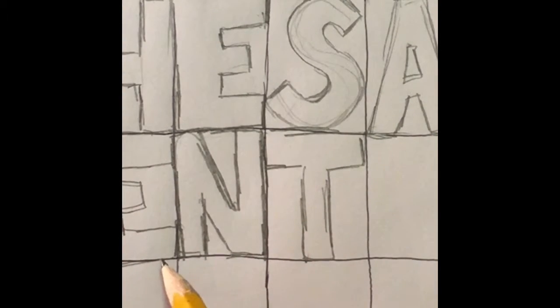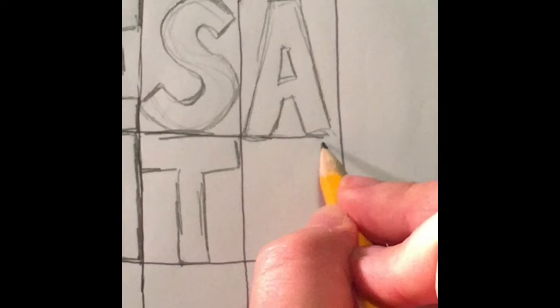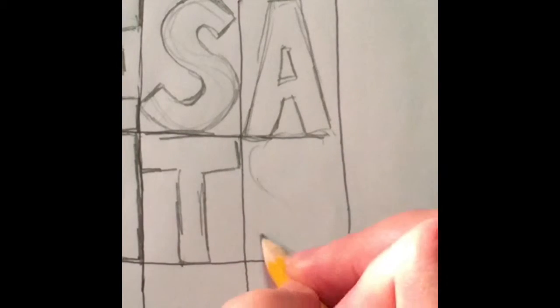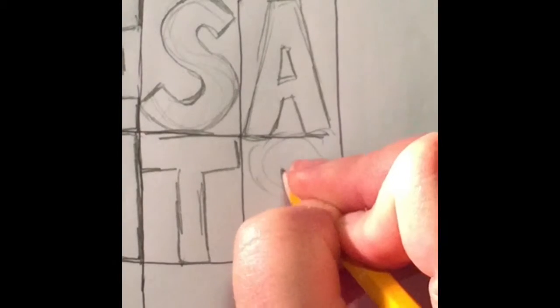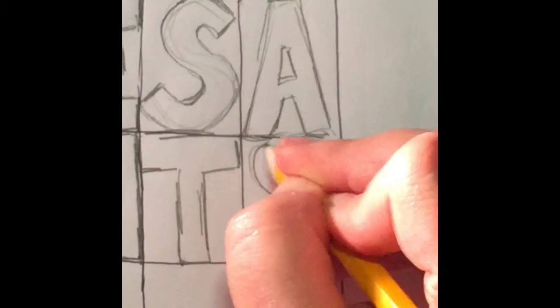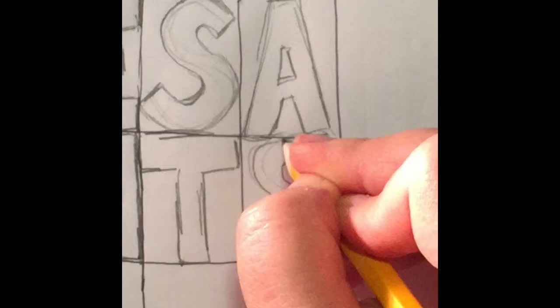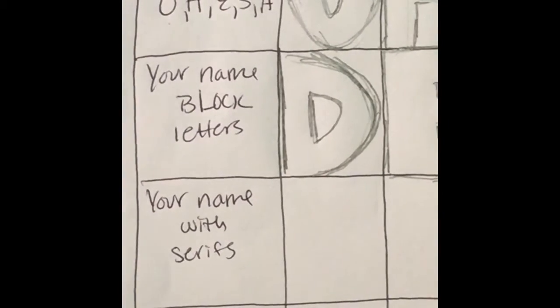And then since I already did the E, I'm just going to skip that and go do an S over here. Okay, but if you really are struggling to do your own name, you can follow along and do mine like I did that, but I really want you to try your own name.